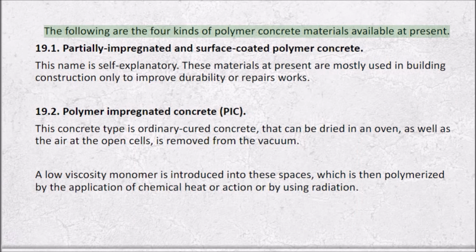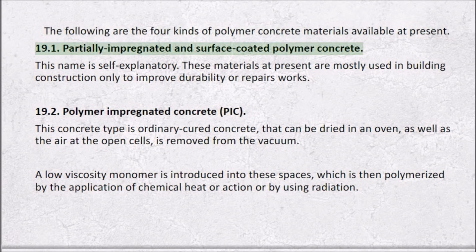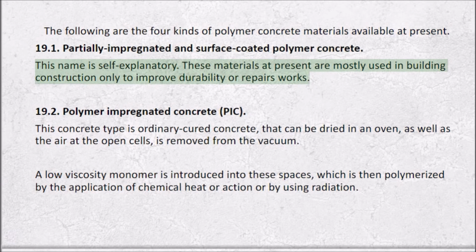The following are the 4 kinds of polymer concrete materials available at present. 19.1 Partially impregnated and surface-coated polymer concrete. This name is self-explanatory. These materials at present are mostly used in building construction only to improve durability or for repair works.